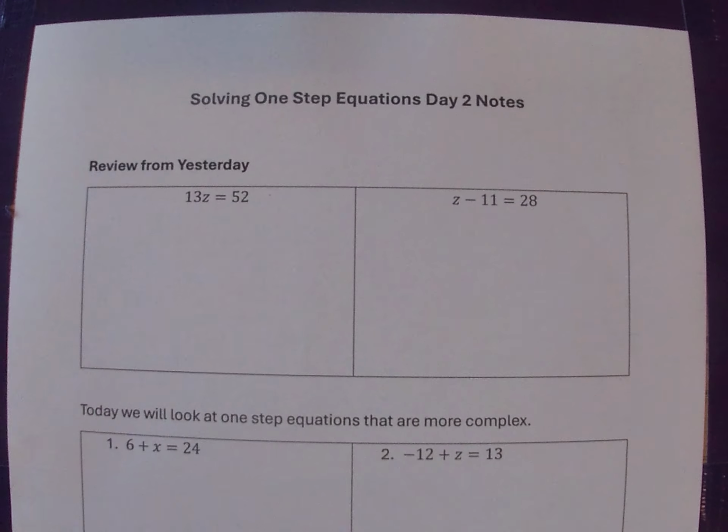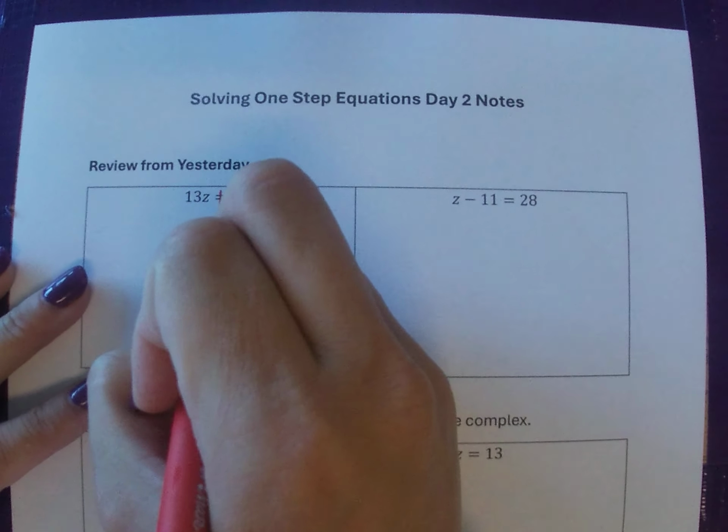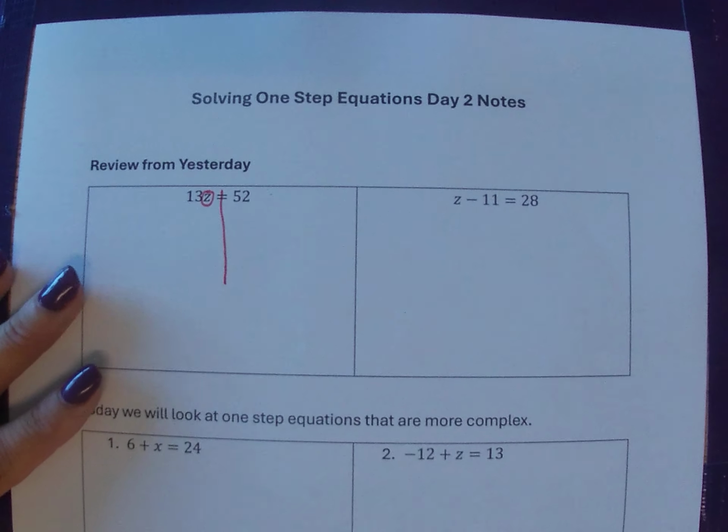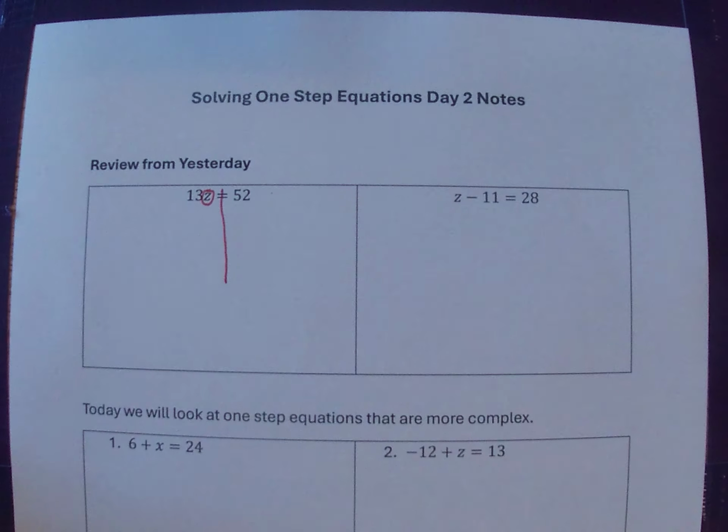Today we're going to continue looking at one-step equations. We're just going to look at what happens when some things are maybe flipped in a different order or we have some different signs going on. So the first thing that we need to remember is that every time we are drawing our line at the equal sign and we are identifying our variable, we're going to notice the operation that we're seeing.